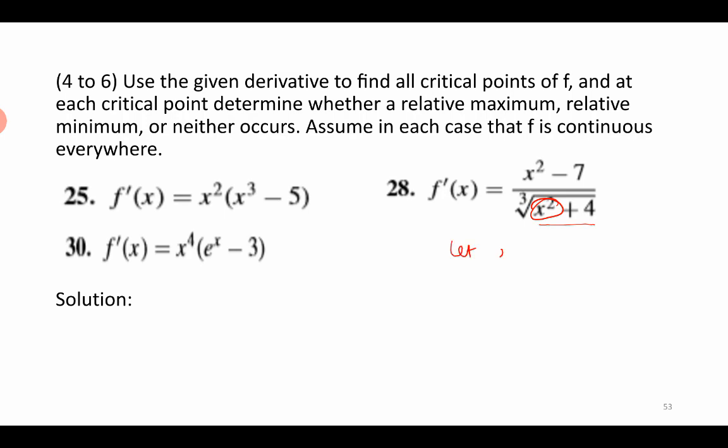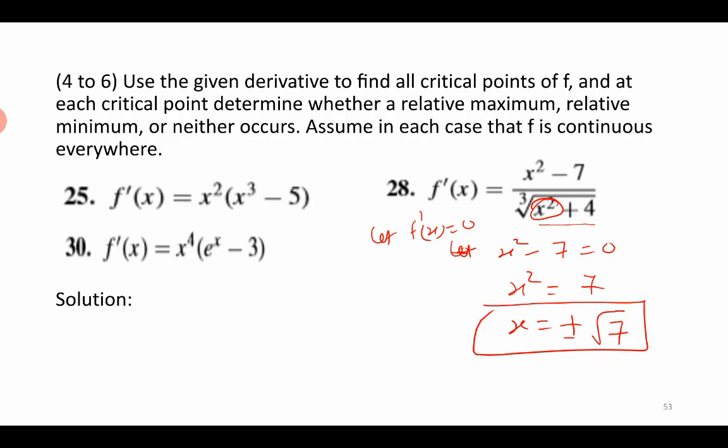Let x square minus 7 be 0. That is the way to do it. So when you take f prime of x equal to 0, you get the numerator 0. So x square is 7, x is plus or minus square root of 7. What is the exact value of square root of 7? It is something around 2.645, isn't it? Okay. Now let's draw the real line.